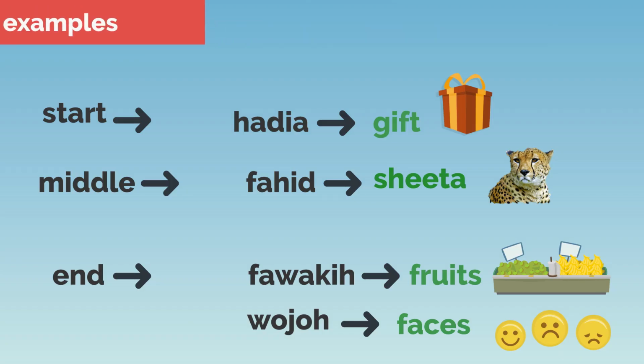When the word starts with حرف الهاء, like هدية, and when حرف الهاء comes in the middle of the word, like فهد. And when حرف الهاء comes at the end of the word, connected like فواكه, and isolated like وجوه.